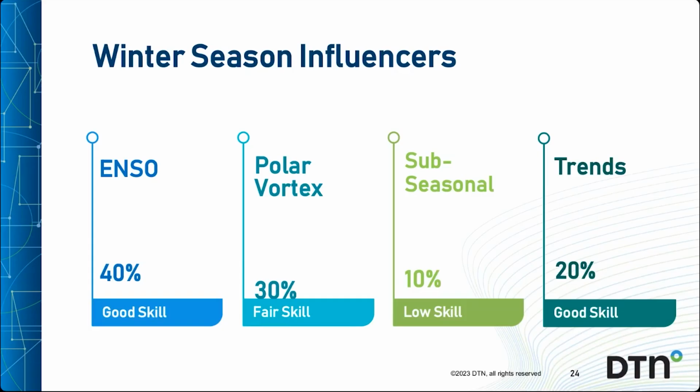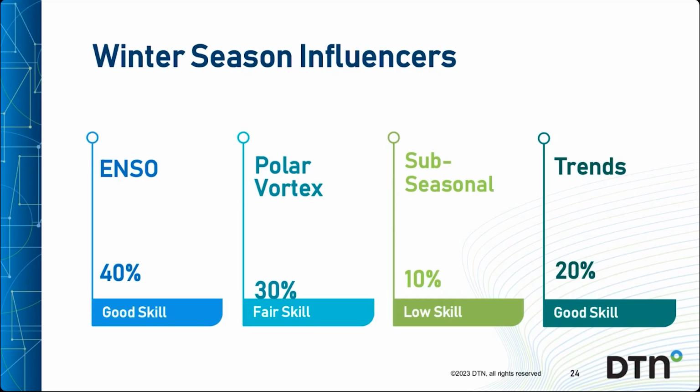Nevertheless, predicting the state of ENSO has pretty good skill. The polar vortex contribution has fair skill, and that accounts for about 30%, especially if conditions are ripe. It's not something that we can pinpoint far in advance, but there's some skill at least in identifying the conditions in which polar vortex disruptions become more likely. Actually predicting the disruptions themselves and their impacts is more for a couple of weeks ahead. So it's more of a sub-seasonal influence.